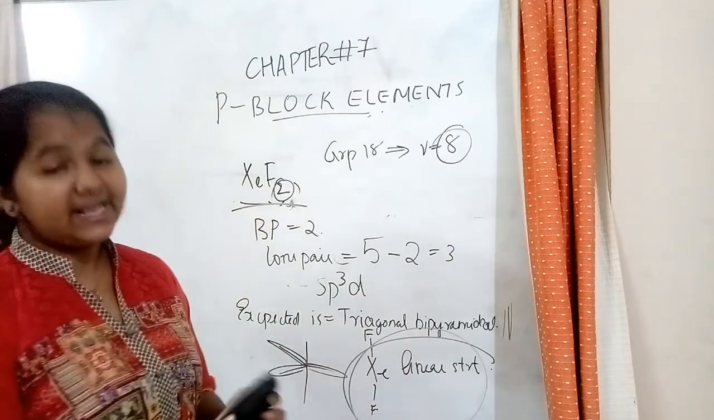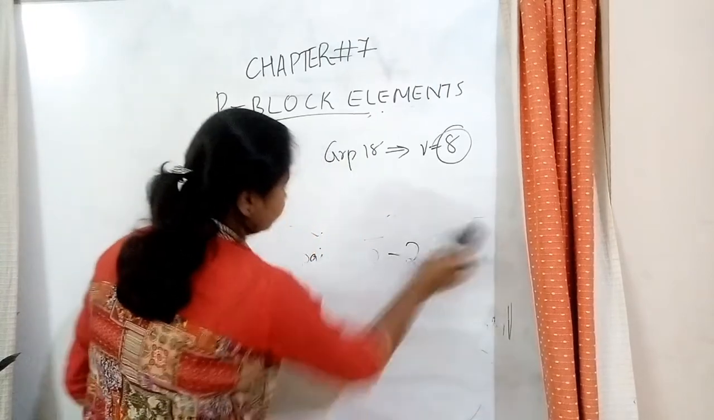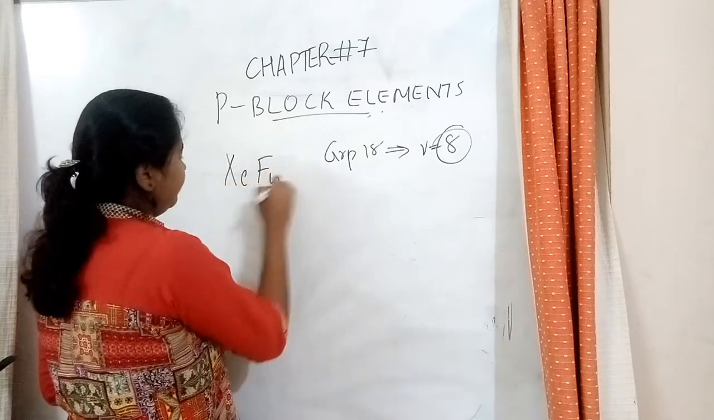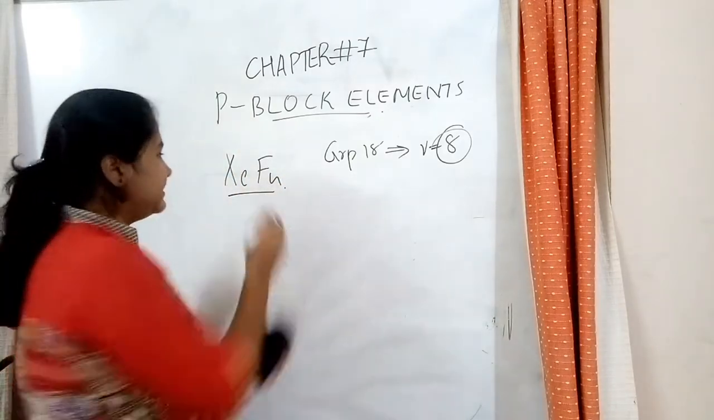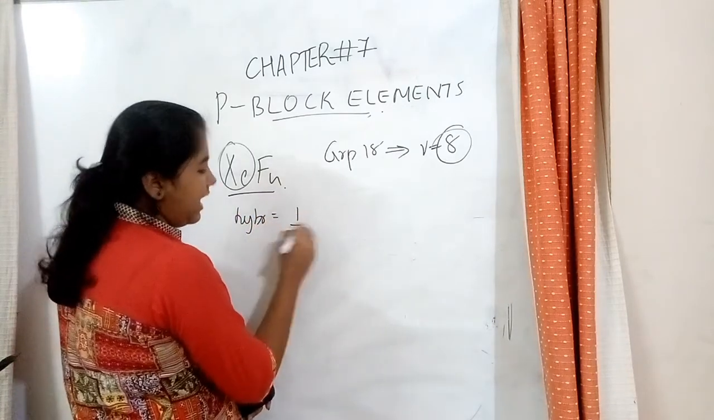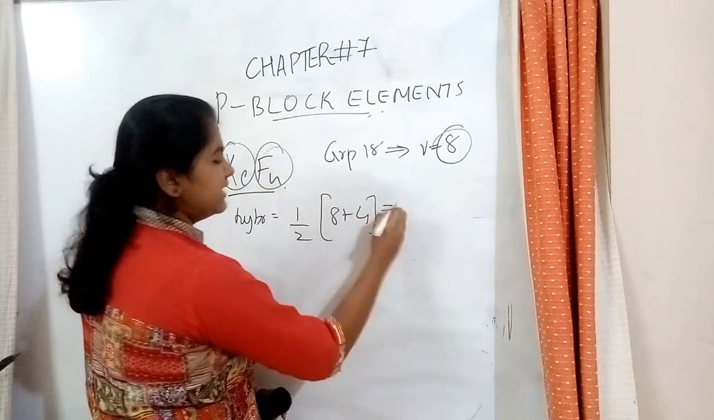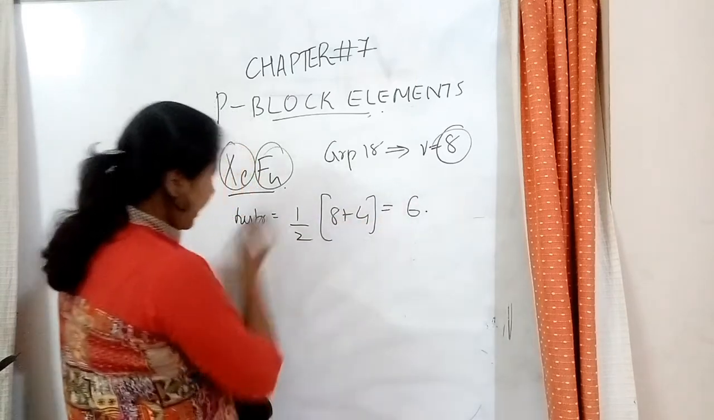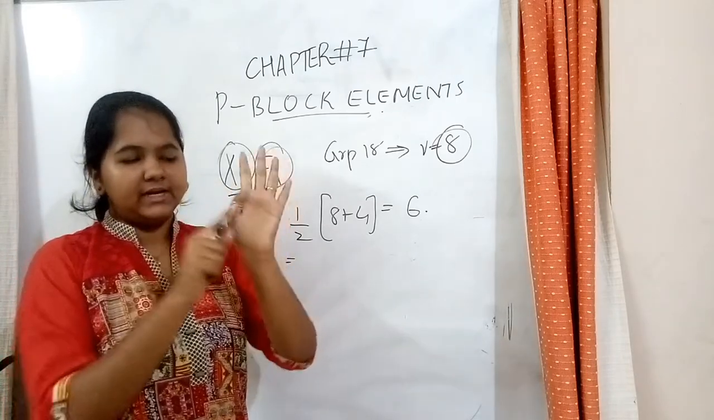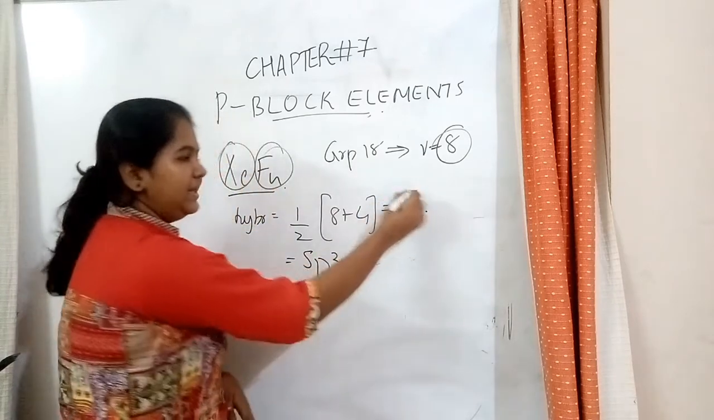Now let's see XeF4. What is the central atom? That is xenon. And the hybridized state is what we are going to find out. That is half into valence electrons 8 plus monovalent atoms 4, therefore it is equal to 6. And what is the hybridization? sp3d2. How many? 6 of them.